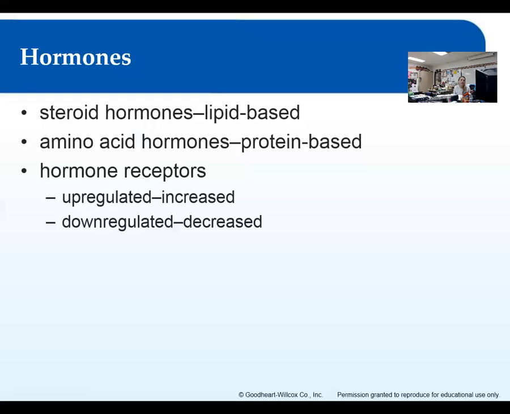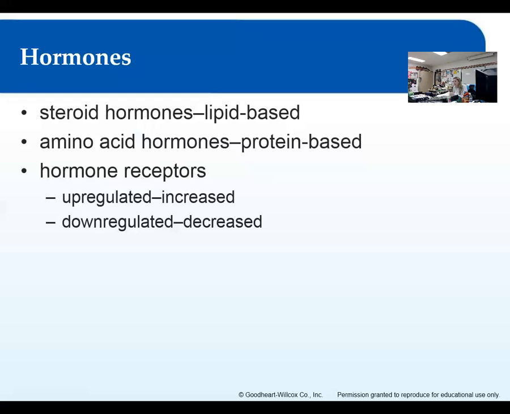Upregulated and downregulated refers to the sensitivity of a hormone. So that's something else that can be changed. How sensitive is a target tissue to a hormone? So upregulated means it's going to be increased in sensitivity. Downregulated means it's going to be decreased in sensitivity.